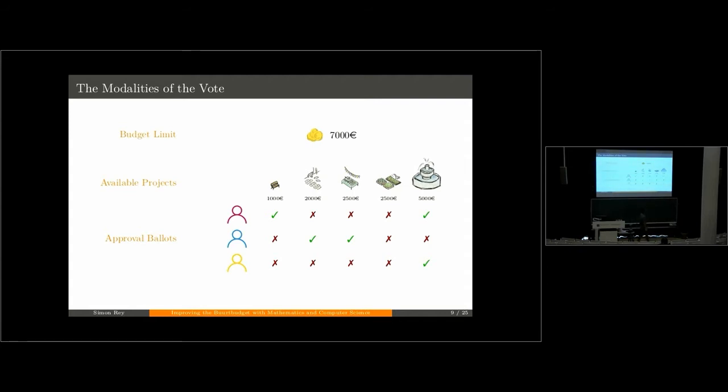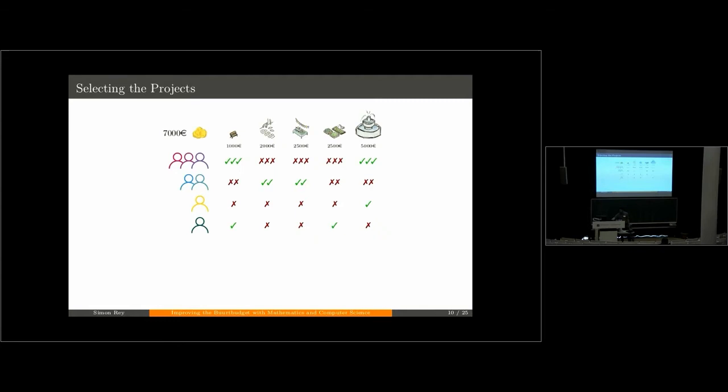Okay, so we've got the budget limit, we've got all the available projects, and we've got the approval, so what we call approval ballots. So each voter is telling us what they approve or not. So let's, for instance, consider this example here. The next question is, what do we do with that?